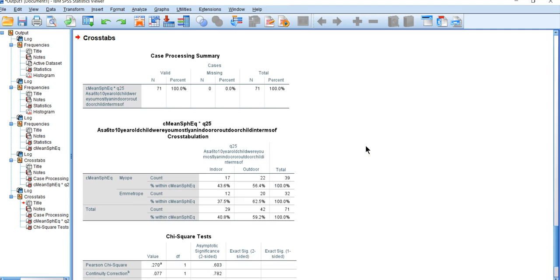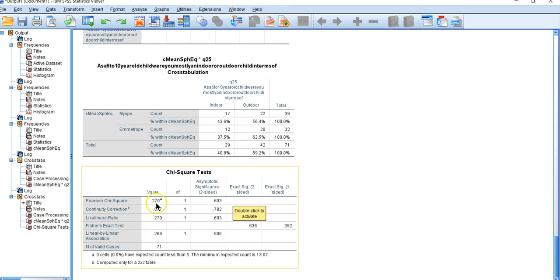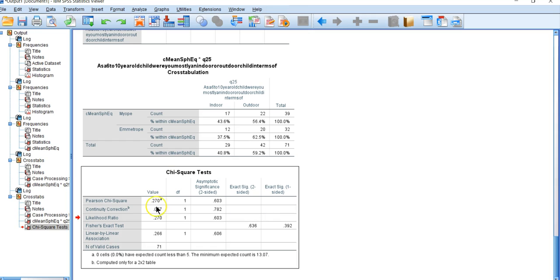So let's take a little bit more careful look at this output. We had 71 cases. There was no missing data. These are the number of myopes, 17 and 22, and the percent of myopes who were indoor. That's percent within mean spherical equivalent. That's 43, 54. We have our totals over here. We have this value right here, which is a chi-square value, 0.270.